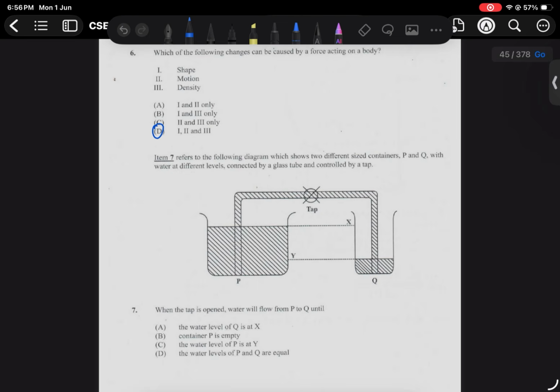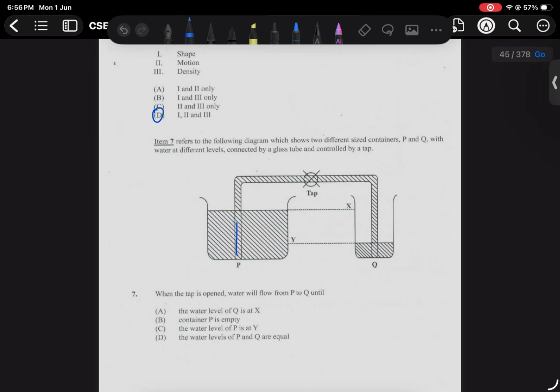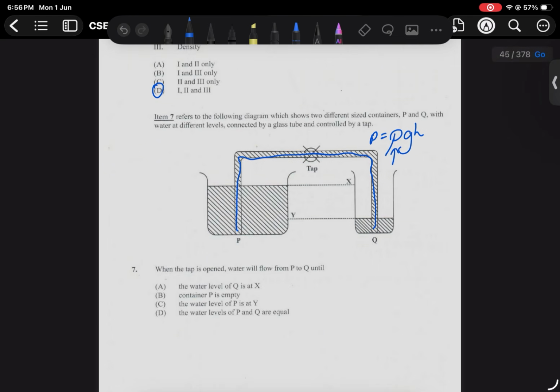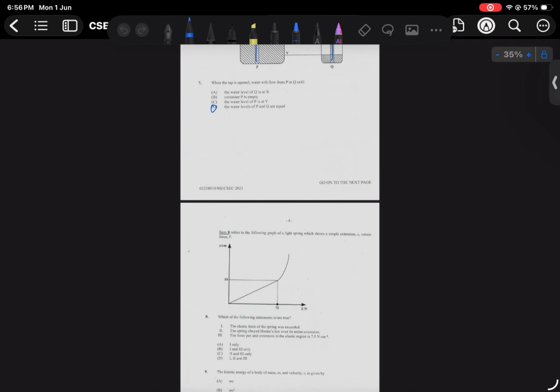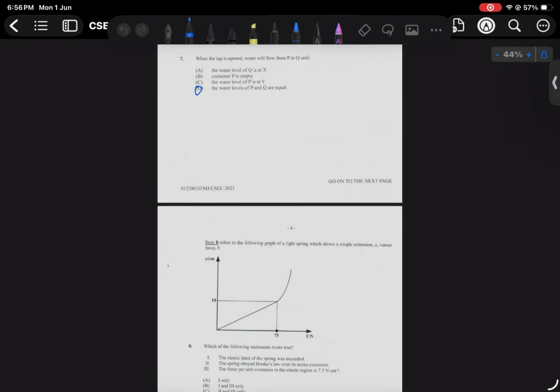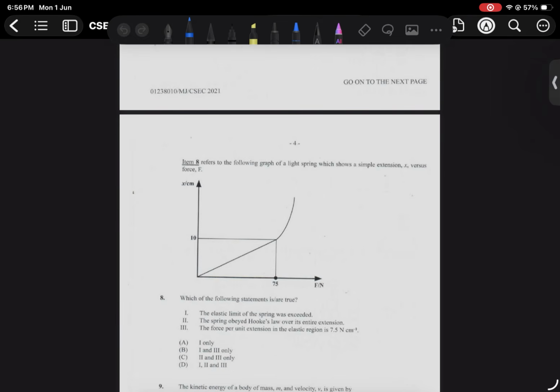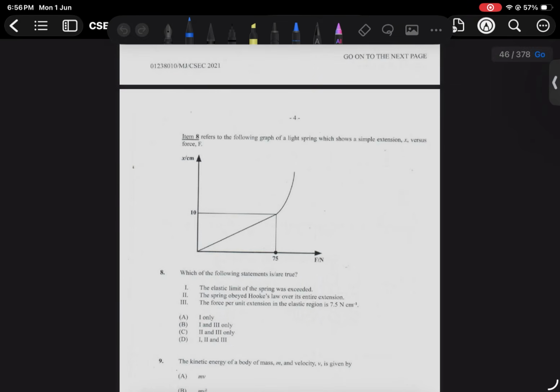Shape, motion, and density. Next, the following diagram shows two different size containers P and Q with water at different levels, connected by a tube and controlled by a tap. Water will stop flowing from P to Q when the heights are the same, because when the heights are the same, the pressure will be the same. We know that pressure is equal to rho g h, rho being density. So when the water levels are equal, yes. Item A refers to the following graph of a light spring, which shows extension versus force. This is also a repeat.